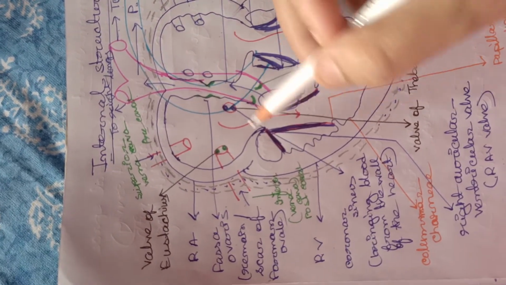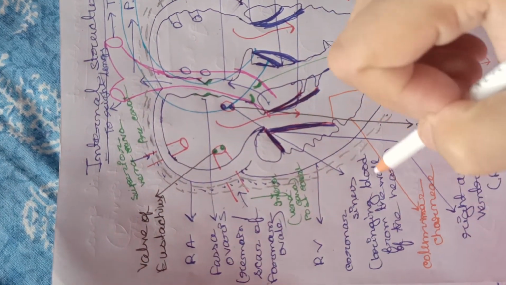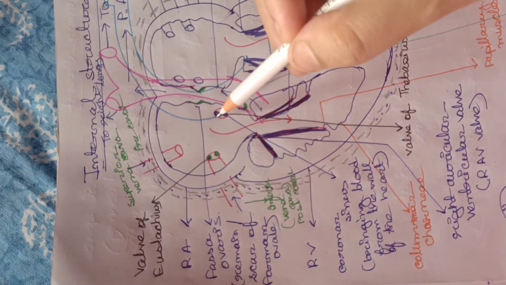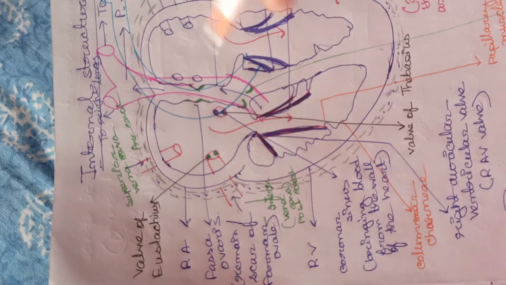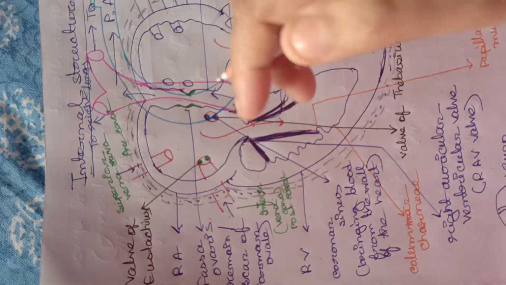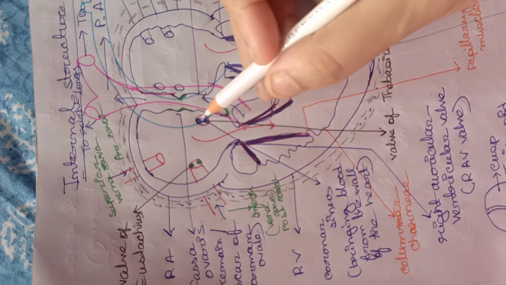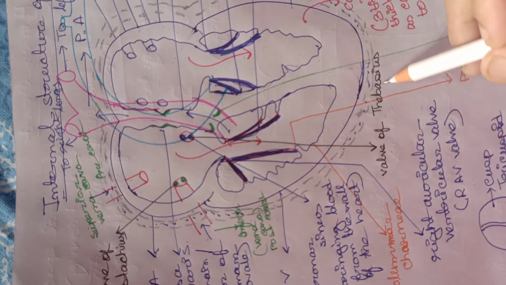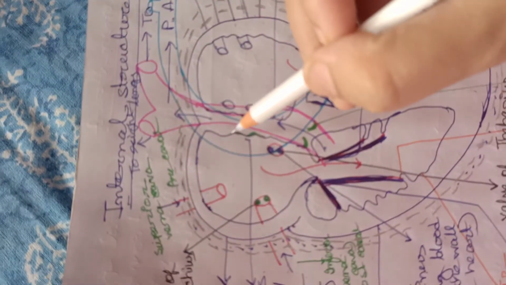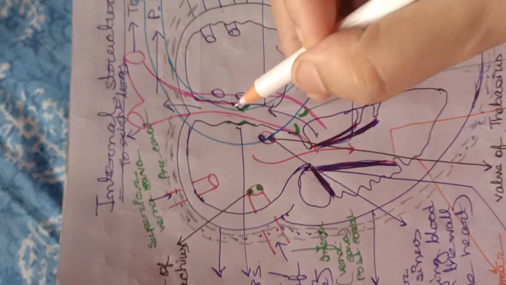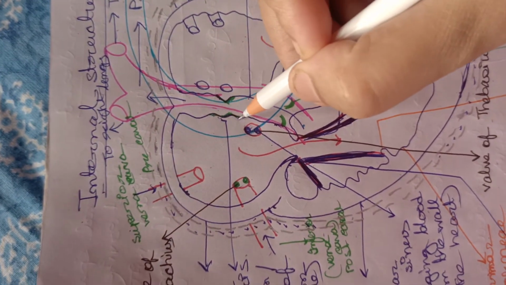Here there is another opening, with another valve, called the coronary sinus. It brings blood from the wall of the heart. So what is the function of this coronary sinus? It brings blood from the wall of the heart, and here two valves are present in this coronary sinus. This valve name is the valve of Thebesius. Clear?